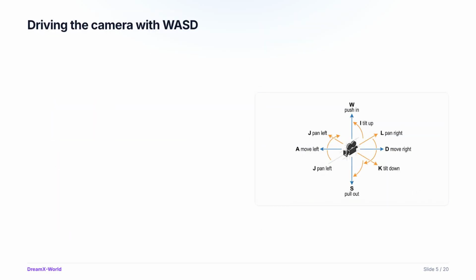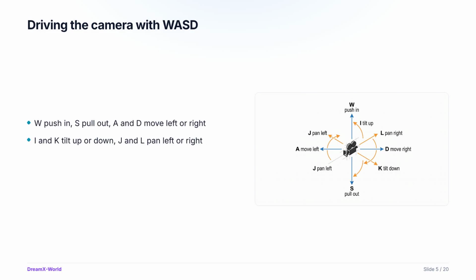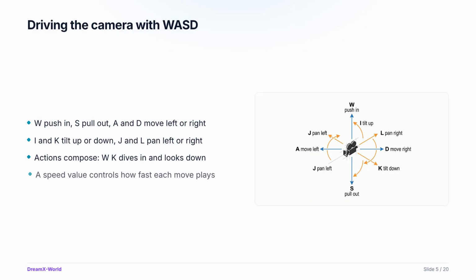Controlling the camera feels like a video game. W pushes in, S pulls out, A and D strafe left and right. I and K tilt the view up and down, while J and L pan. Best of all, the actions compose. W plus K together pushes forward and tilts down to dive into a scene. Each action also takes a speed value that sets how aggressive the motion is.